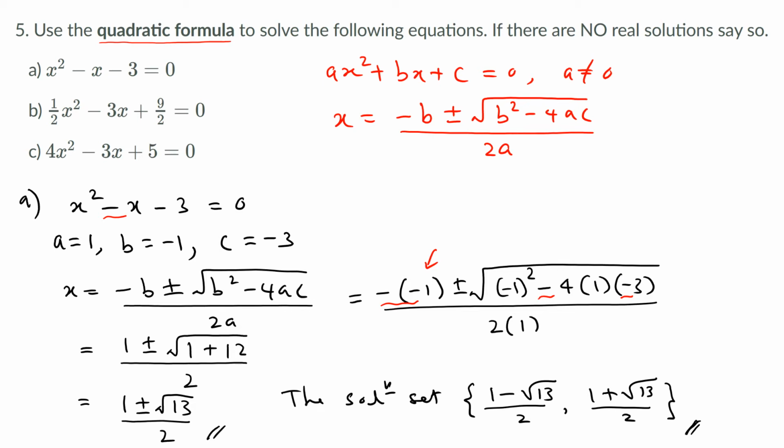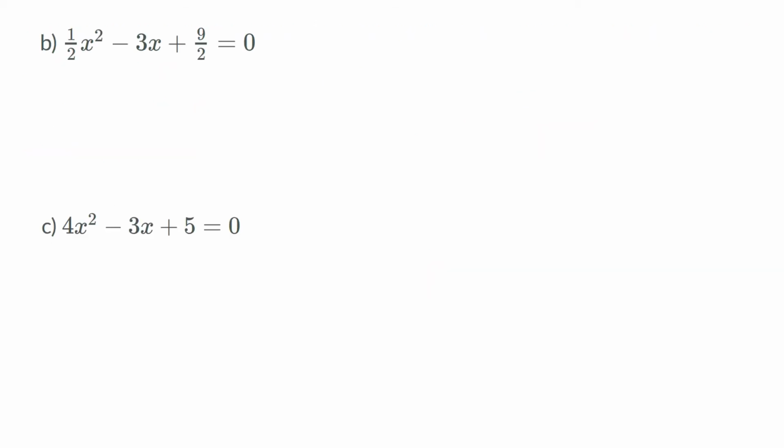It's very straightforward. So let's look at the second part, which is 1/2 x squared minus 3x plus 9/2. Again, we can directly use the formula. For example, you can directly plug in a equals 1/2. If you look at this original one, a equals 1/2, b equals negative 3, c equals 9/2. There's nothing wrong with using a, b, c like that, but we can make this equation much simpler.